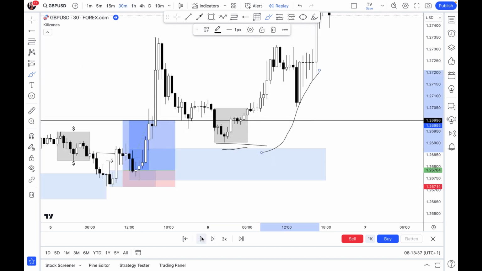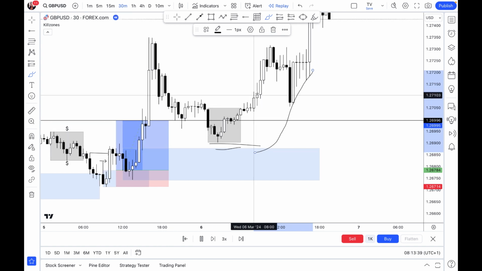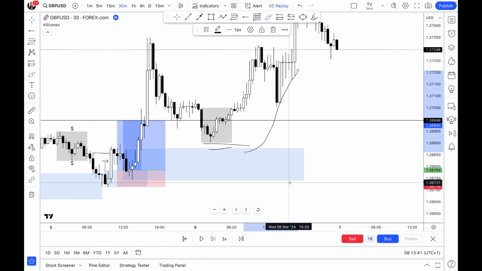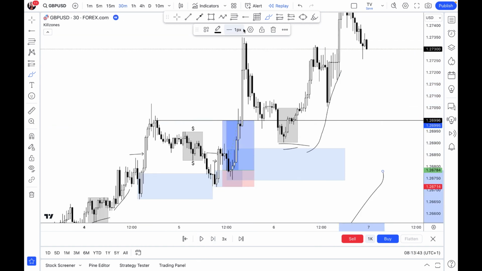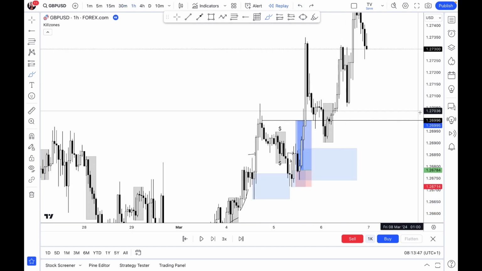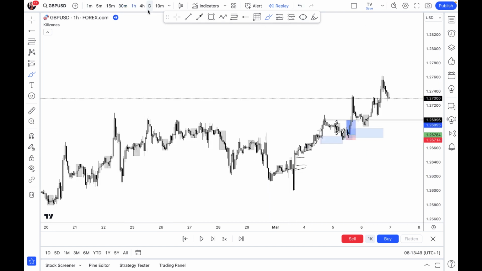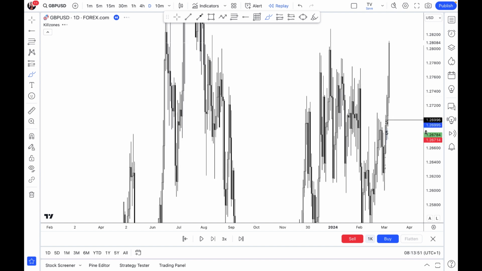But just as you can see, market just continued pushing up on that Wednesday. So no trade for me again on Wednesday right there. So it's all good. And finally, let me quickly go to the higher time frame.